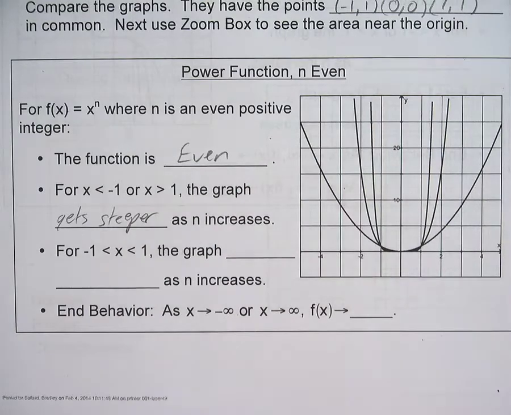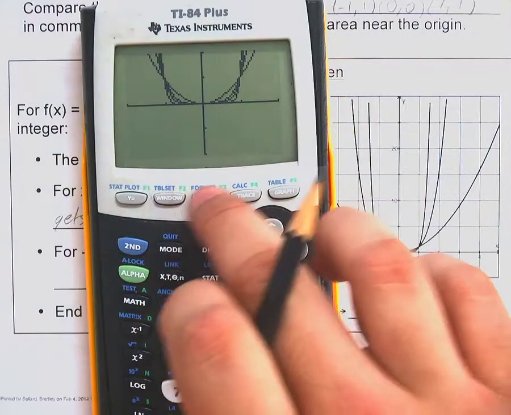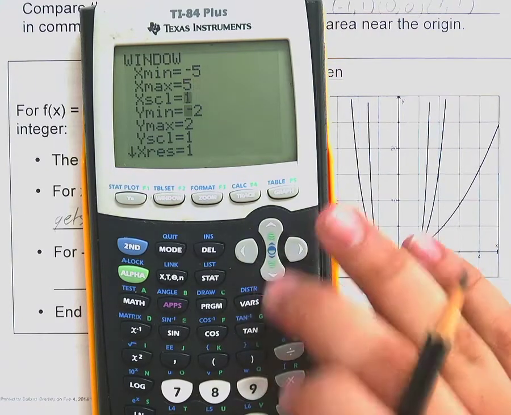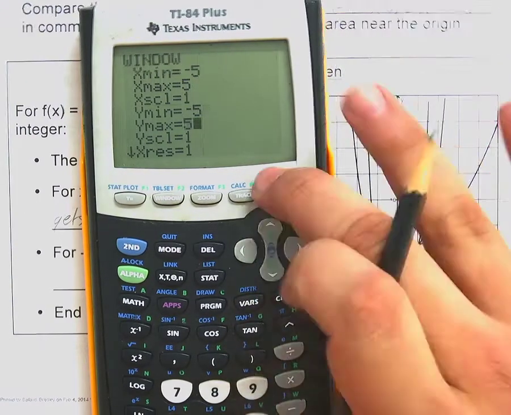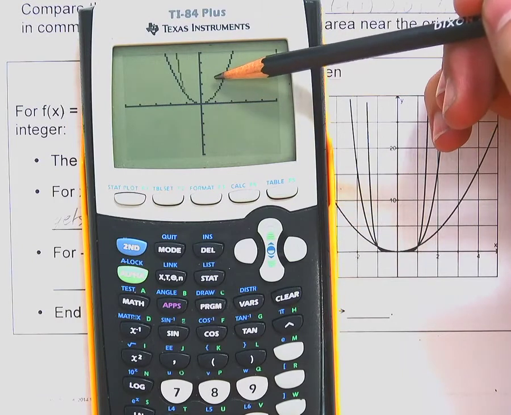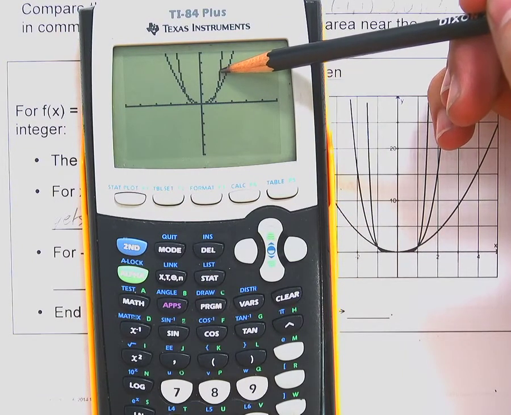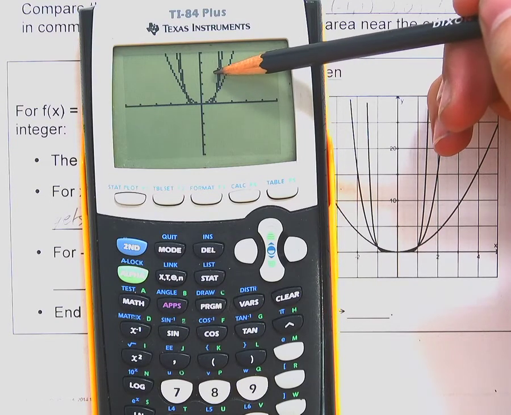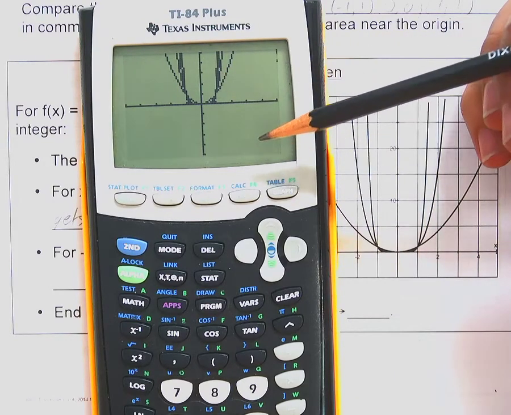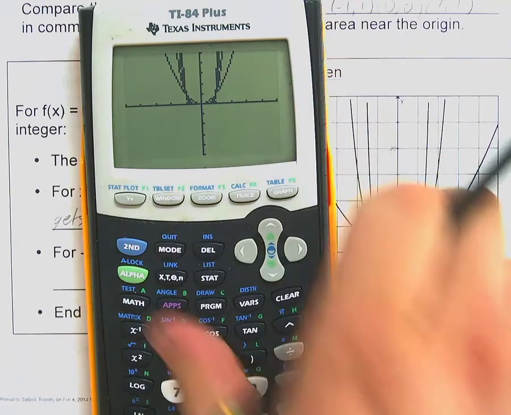The graph gets steeper as n increases. And here's what it's talking about. -5 to 5, -5 to 5. Here's x squared, a little steeper than that, x to the 4th, a little steeper than that, x to the 6th, a little steeper than that, x to the 12th. Slightly steeper, right? It's getting steeper outside of 1.